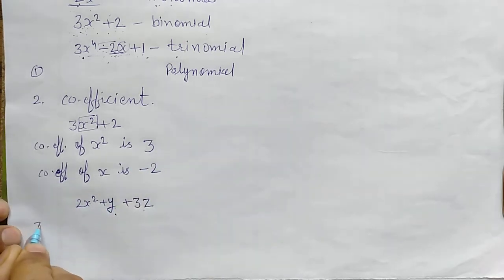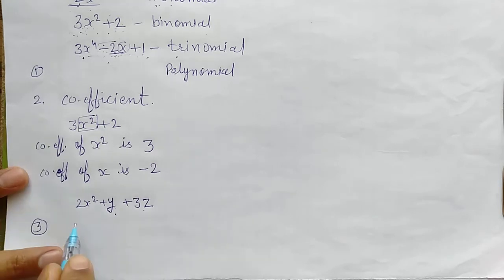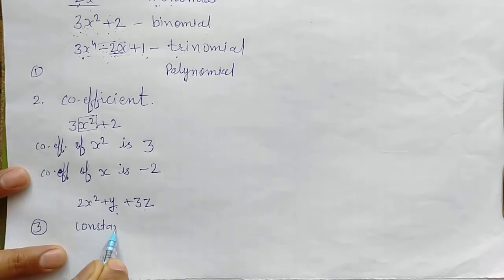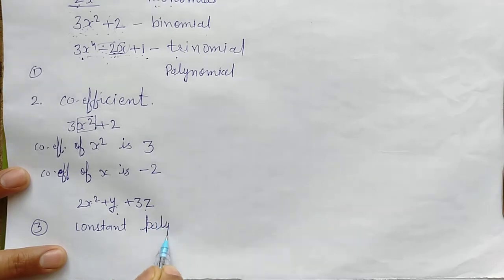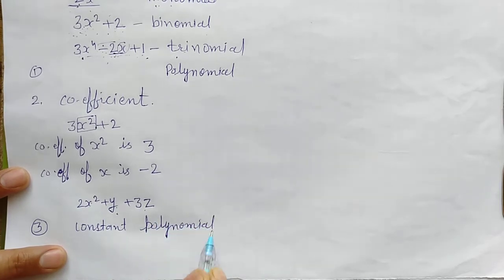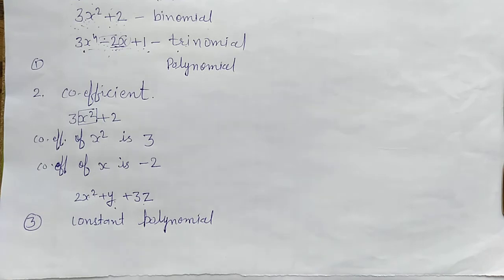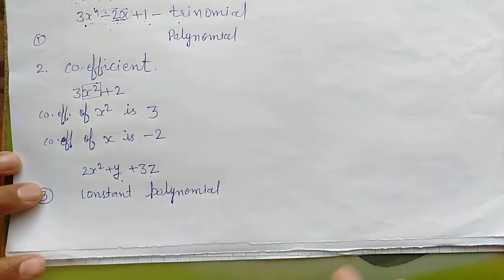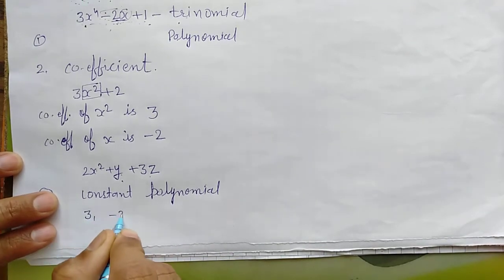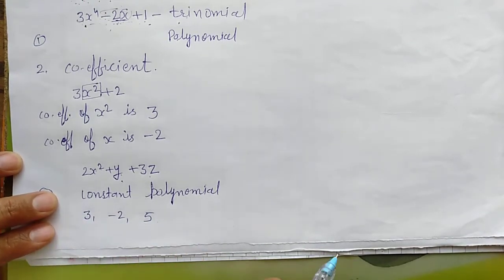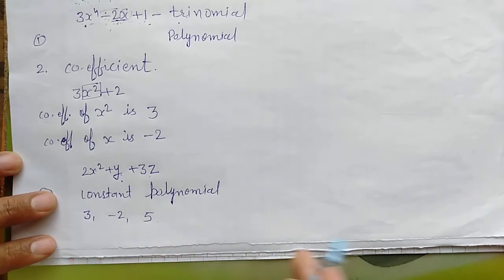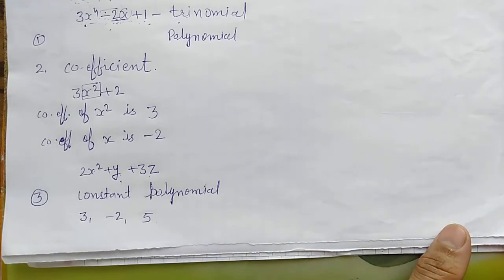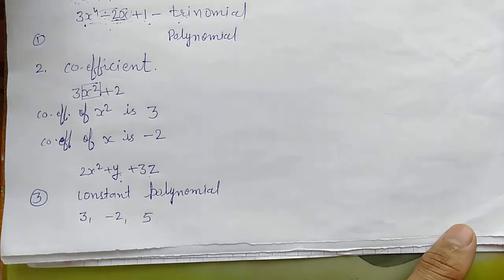Next thing, number 3, that is constant polynomial. Constant polynomial. What are constant polynomials? Constant polynomials are when a polynomial has a constant term only, right? Suppose 3, -2, 5, these constant terms are given. These are called constant polynomial, right? Next one is zero polynomial.